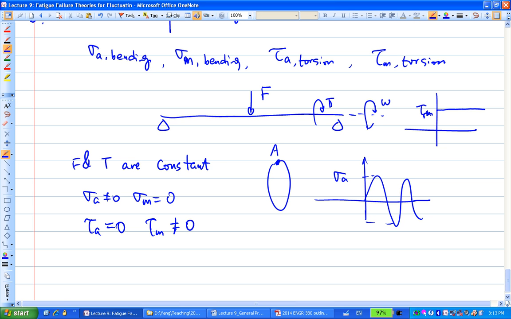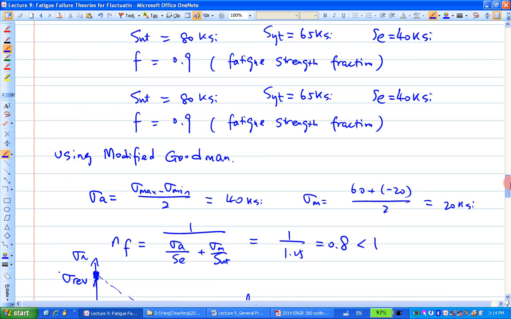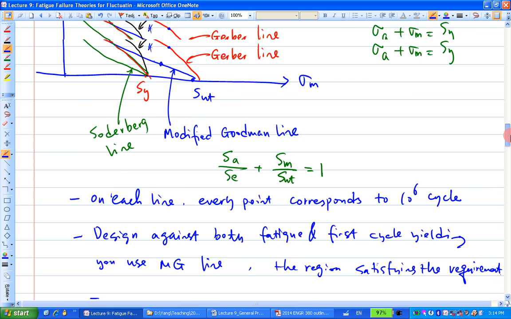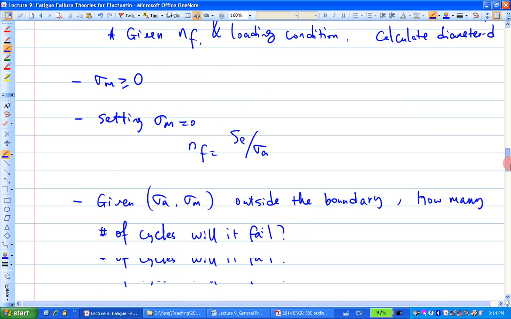So the question is, how do we design or analyze when we have this kind of combination of loading modes? If I'm still going to use those design equations over here, maybe I still want to use the modified Goodman line to design.